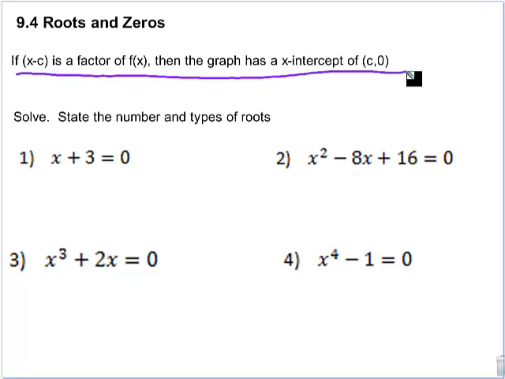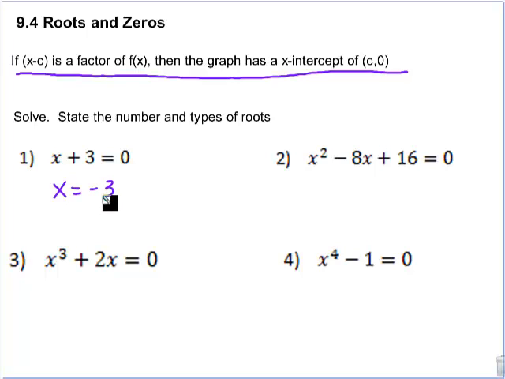And we'll start off with a really tough one. x plus 3 equals 0. This is not a trick question. What does x have to equal? Negative 3. Okay. So for this first one, x equals negative 3.